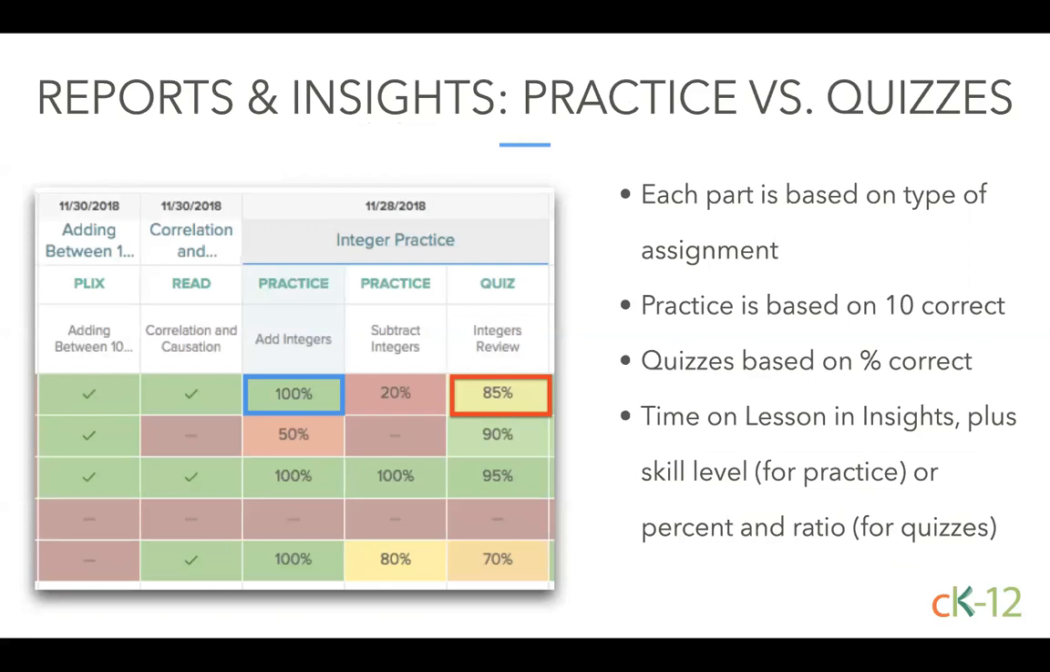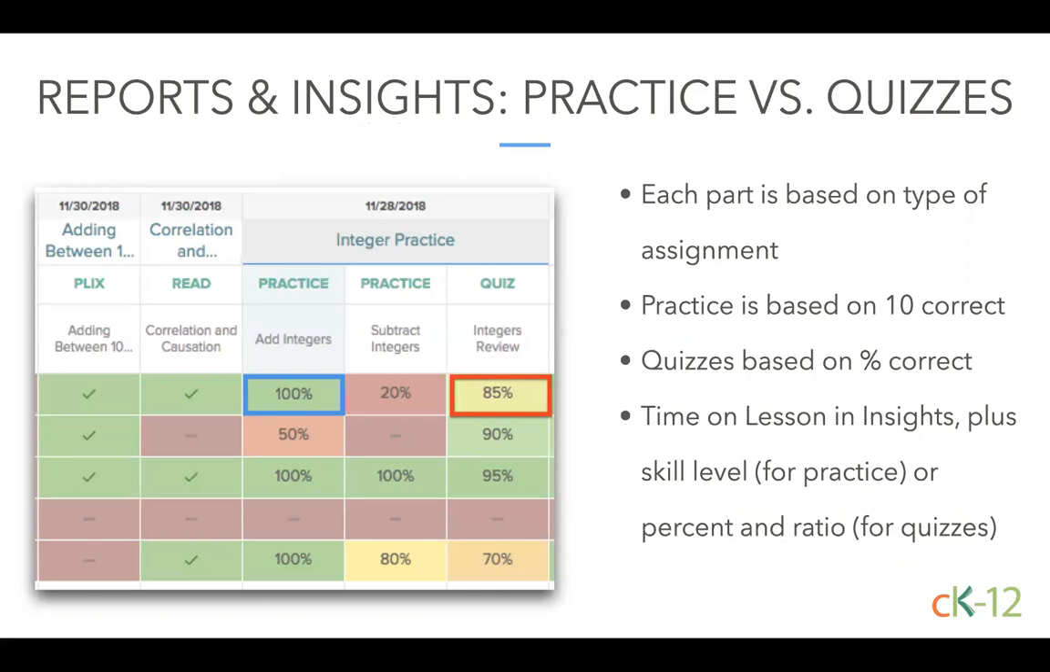Now, for those first 2 options, assigning a lesson that includes the quiz swapped out for that practice, or assigning a quiz directly, we'll generate a report for that quiz. The report score is based on the % of questions that were correct out of the total number of questions, which is different from our adaptive practice. Adaptive practice has a goal of 10 correct, regardless of the number of questions a student completes.